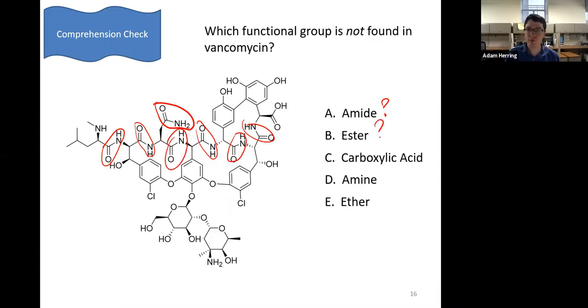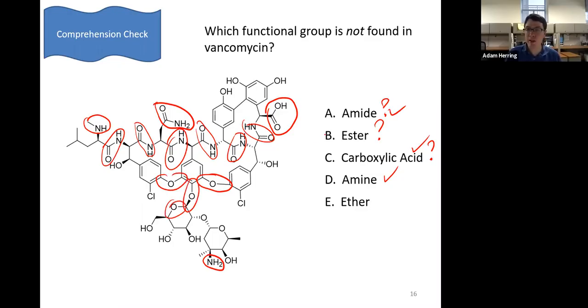Esters. See here if we can find any esters. Initially, it does not appear to be so. So let's move on and take a look. Carboxylic acids. We do have carboxylic acids. There's a carboxylic acid there. Do we have amines? We do have an amine right here and an amine right here. And ethers. There are. In fact, there are lots of ethers throughout the entire molecule.